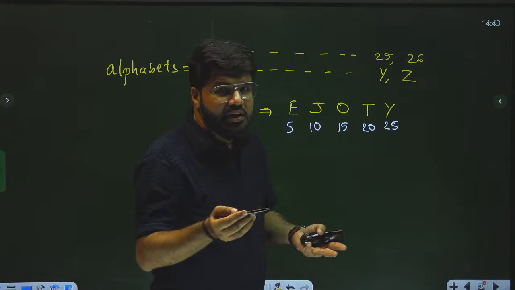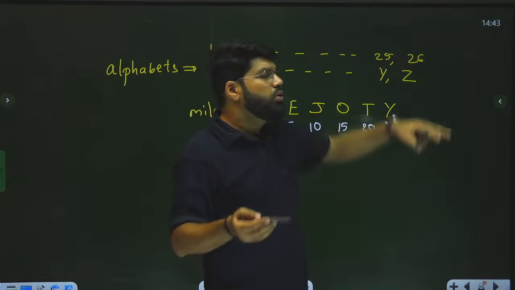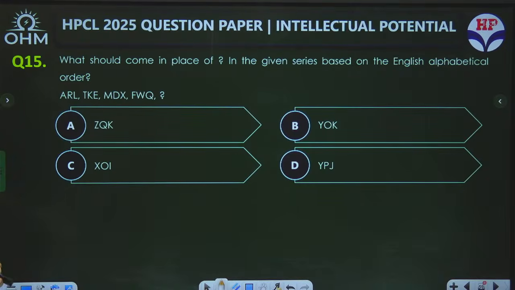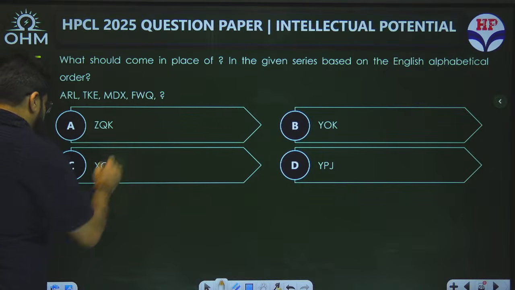Okay, if I say V, so TUV, T is 20, so UV is 22. Okay, like that it will become easy. Now you see here, what number should come in place of the question mark? So first I will try to decode how a series is formed. How is that series formed?